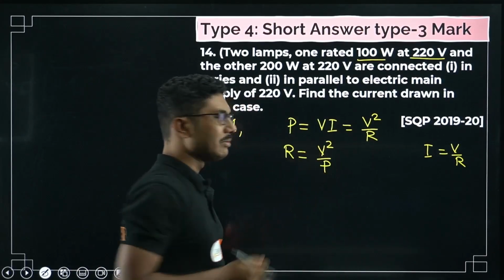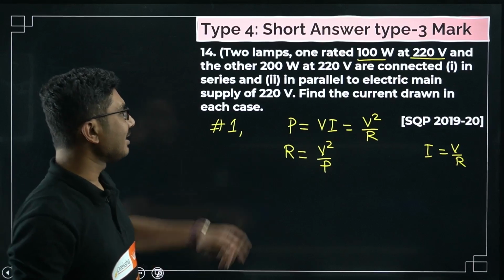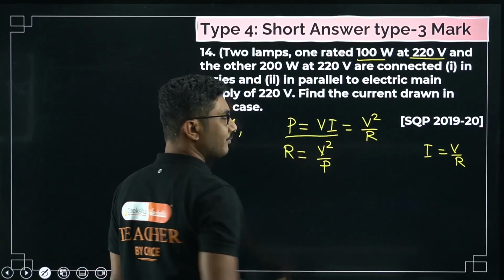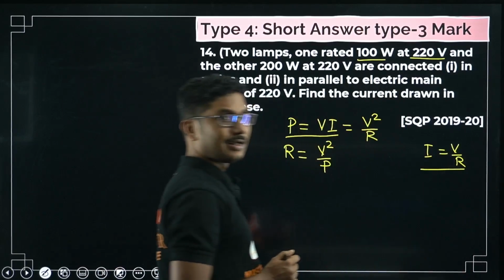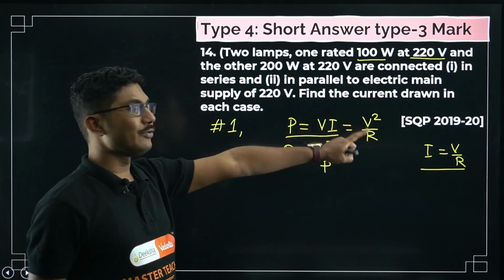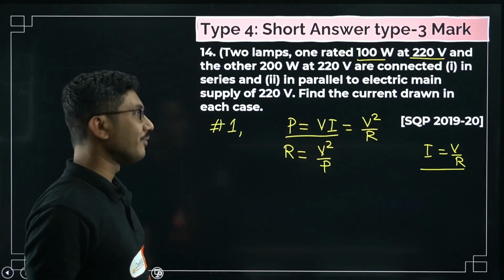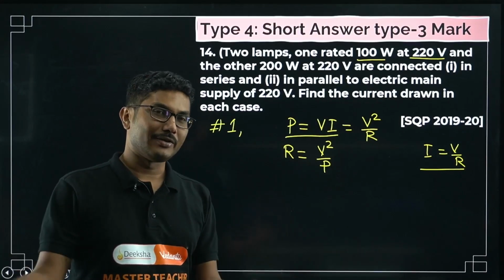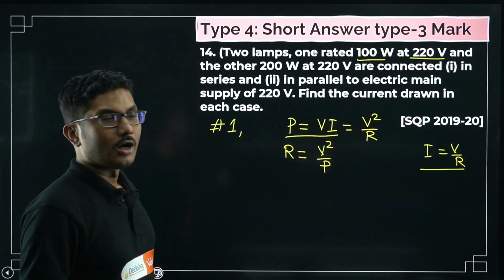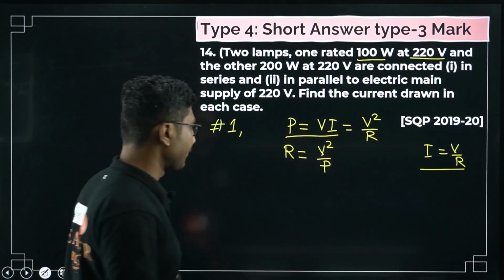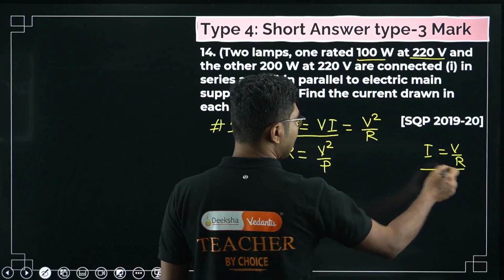I don't ask you to remember this equation directly, but you know that power is VI, and current is V by R. So from there you can put this value in and calculate the R value. If you remember this formula directly, very well, but if you don't, that is also fine, as long as you know these two formulas individually. This is Ohm's law, by the way.